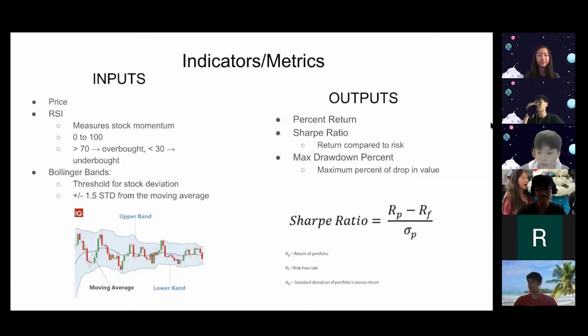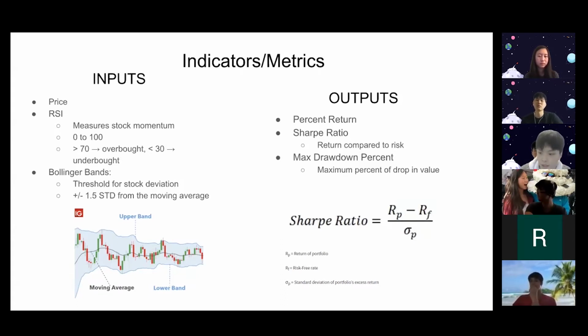Yeah, so for indicators, this is our indicator method. So for inputs, we have the raw price, that's the closing price. And then we have RSI, which is an indicator that measures stock momentum, like if the stock is overbought or oversold. And then we have Bollinger Bands, which is basically like this, if you can see on the picture on the bottom left, an upper band and a lower band. Those two are the Bollinger Bands, and then we compare that to the current price. So if the current price is above one of the bands, then we know that's when we buy or sell.